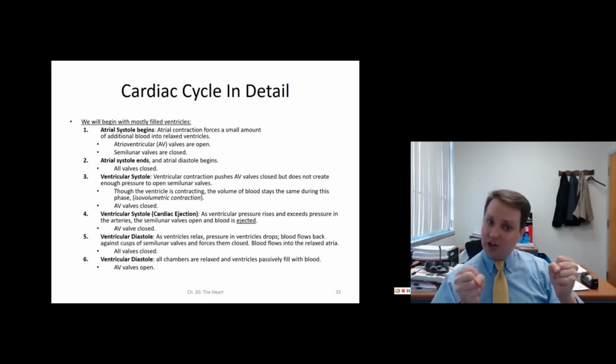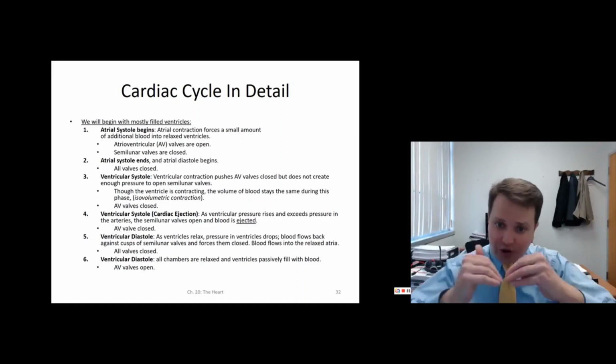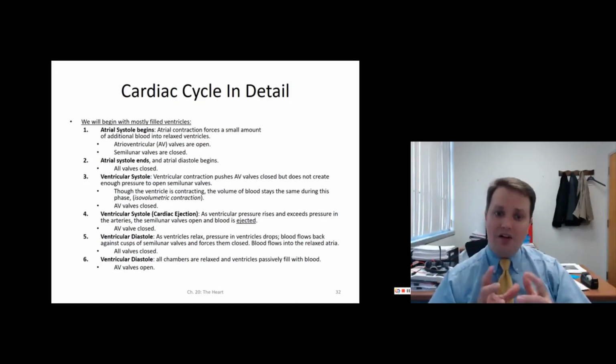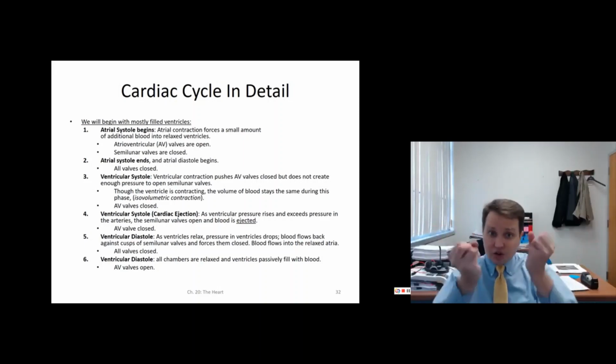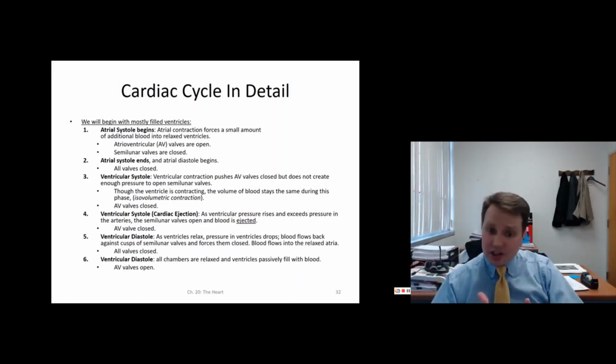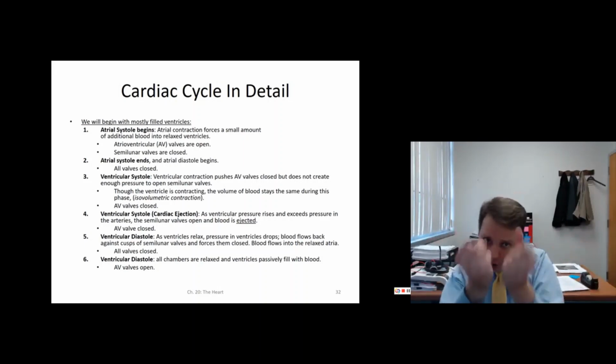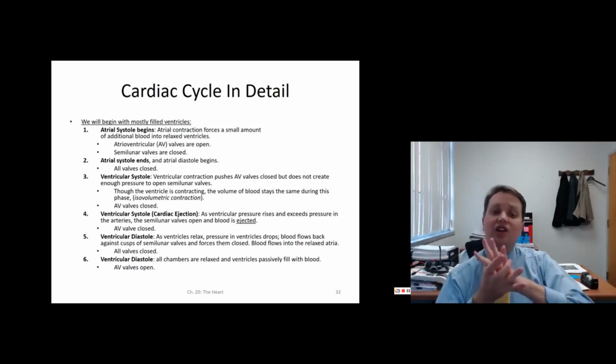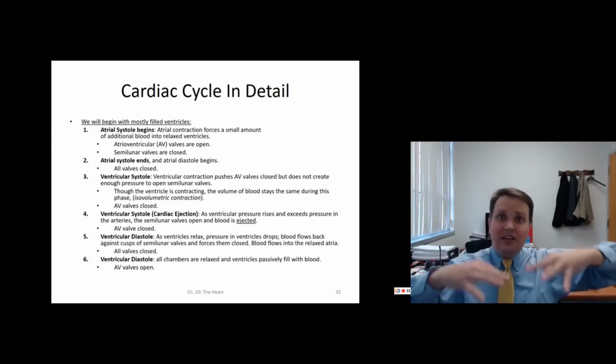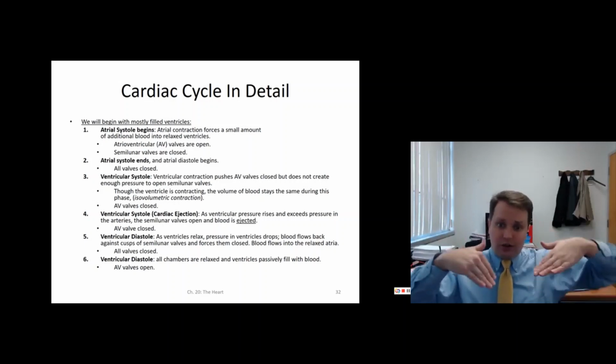All valves close. Ventricular systole will start to push the AV valves fully closed and does not yet open the aortic semilunar or pulmonary semilunar valve. If it's not able to produce enough force to open that valve, we call that isovolumetric contraction, because the ventricle is contracting, but the volume of blood in that ventricle stays the same. Now, ventricular systole then also comes with your cardiac ejection, where the pressure that the ventricle produces is enough to exceed what is pushing down on your semilunars, so blood is ejected.